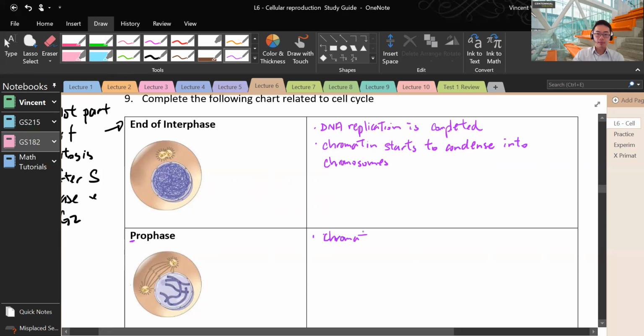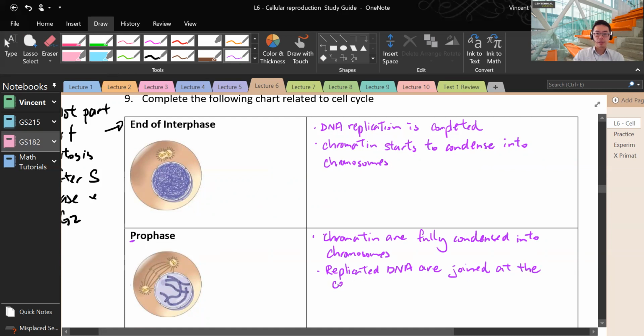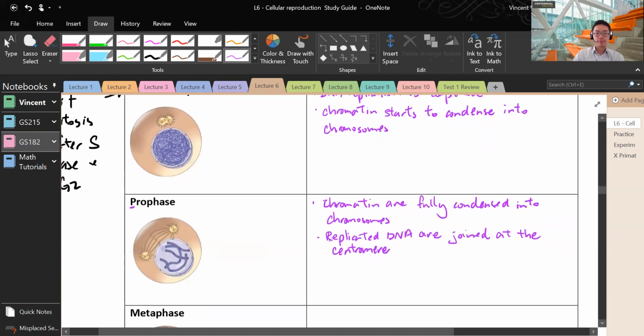Chromatin are fully condensed into chromosomes. Okay. Replicated DNA are joined at the centromere. Okay.